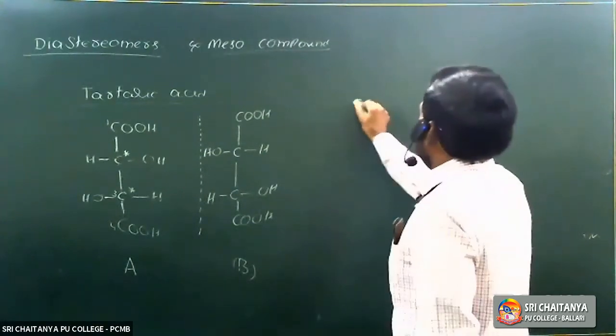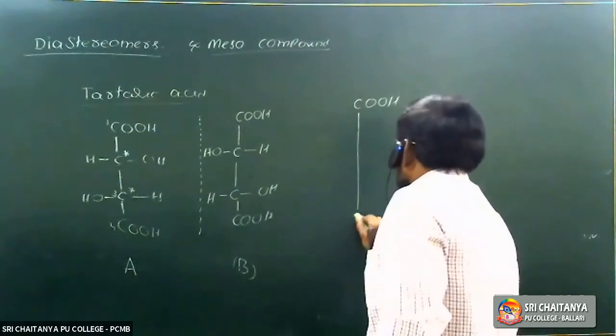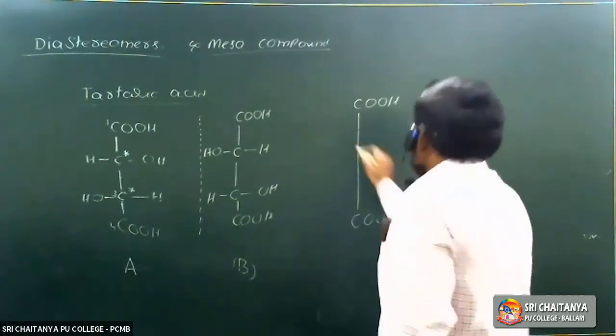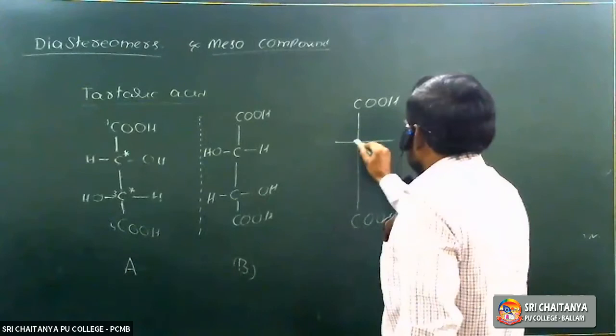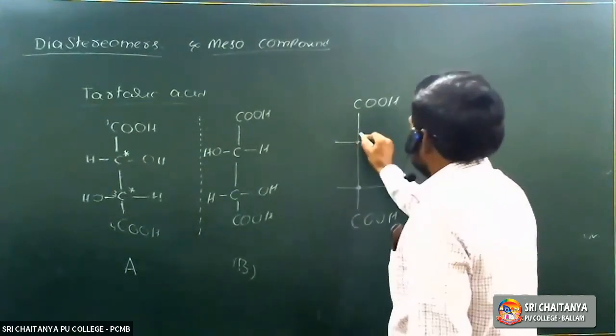It is the COOH. Next, it is the second carbon. Next, it is the third carbon. The second and third carbons are asymmetric carbons.